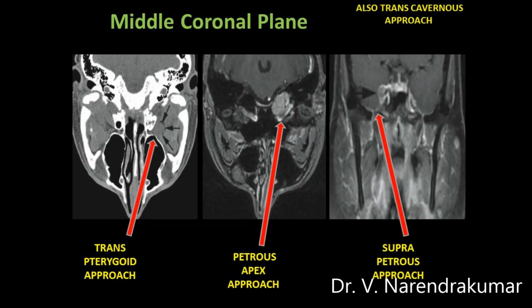The next is the middle coronal plane, where it includes transpterygoid approach. Here the lesion is immediately lateral to the pterygopalatine fossa. Next is a petrous apex approach. Here the lesion is cholesterol granuloma, which is proven already.